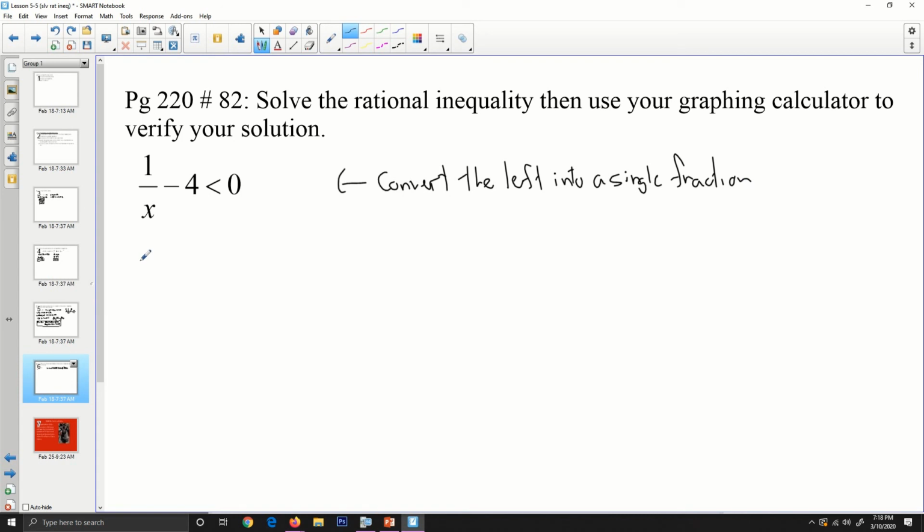All right, and so for me to do that, take my 1 over x minus 4. I need a common denominator, so I'm going to use 1, and I'm going to have that x over x. That'll give me a common denominator, less than 0. So I'll have 1 minus 4x all over x, and we want to figure out where that's less than 0.